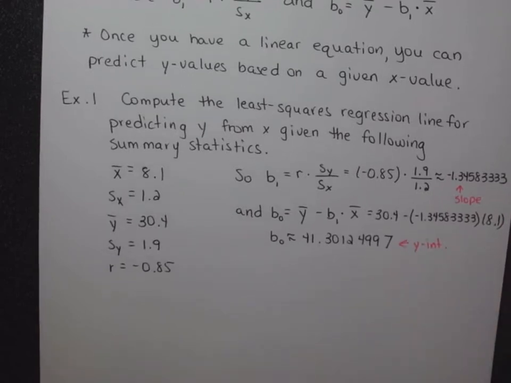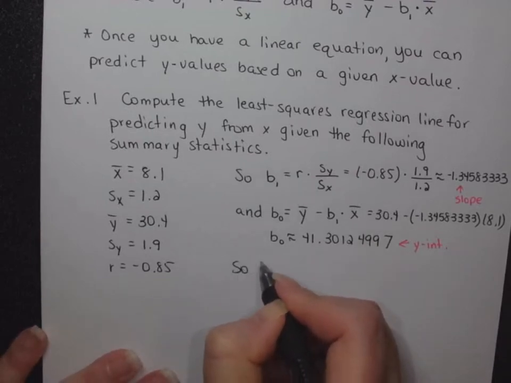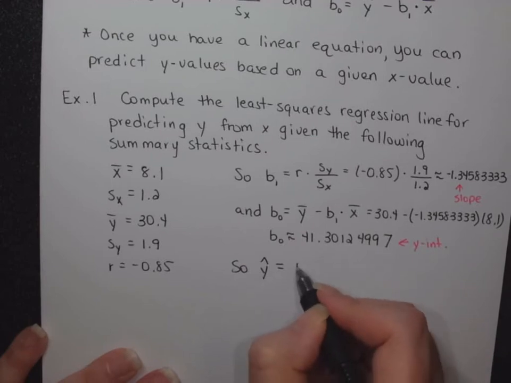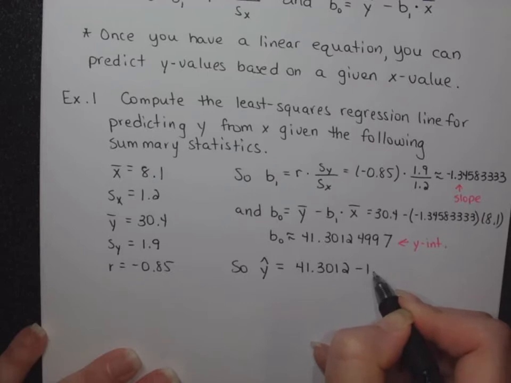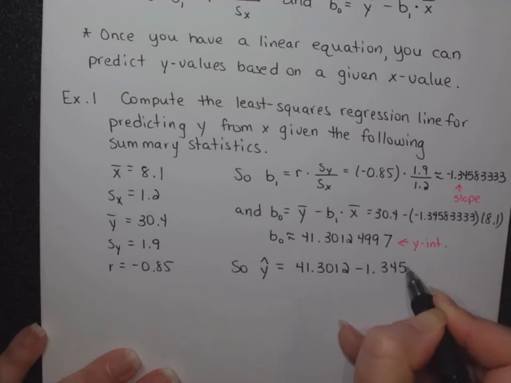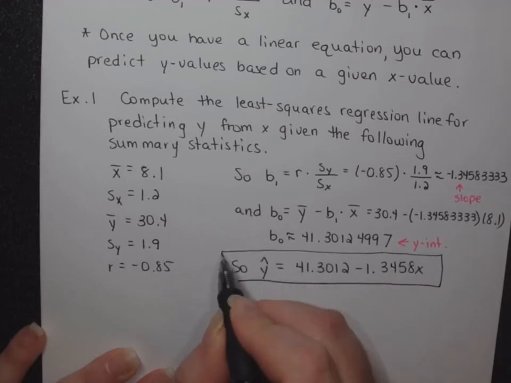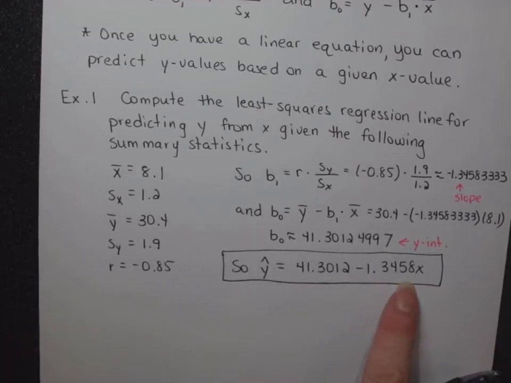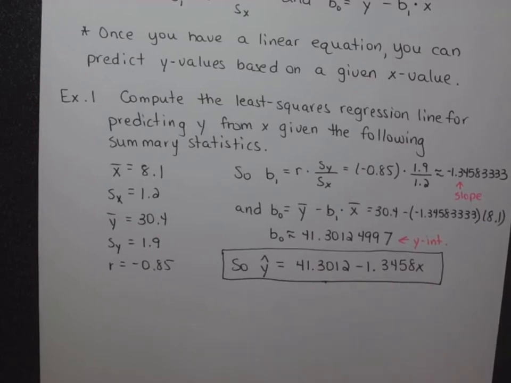Okay, so your b sub 1 is your slope, your b sub 0 is your y-intercept. When I want the equation for y, remember, it's in the other order, so we list the y-intercept first and then the slope. On Connect Math, I don't think it'll count you wrong if you list this term first, but this term has to go with the x. You can't swap the location of the numbers without moving the x too. So the slope is negative 1.3458. The y-intercept is about 41.3012.